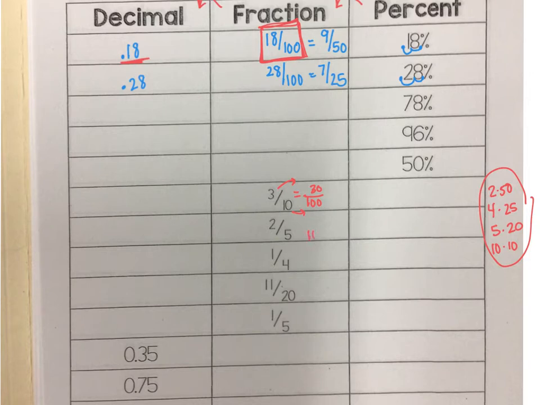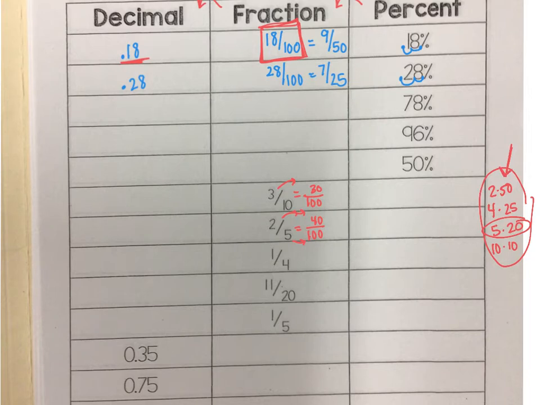I can change this one into a fraction out of 100. 20, I multiply by 20. If I look over here, see it? So I can multiply by 20 and get 40 hundredths. Okay? So I can change any number that has a denominator of 2, 4, 5, 20, 25, or 50, or 10.